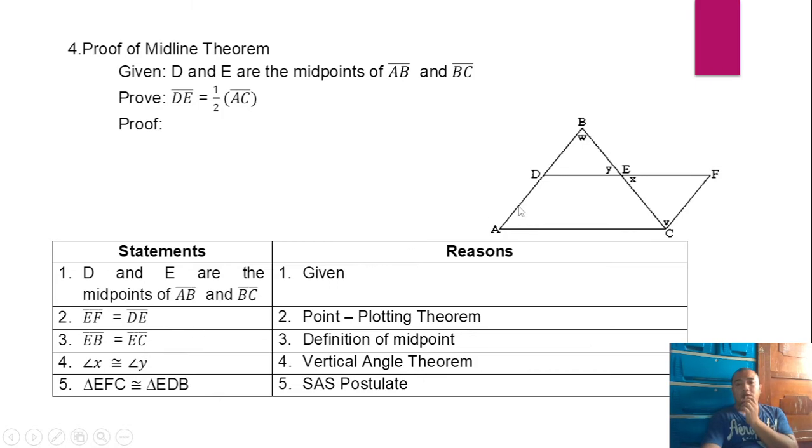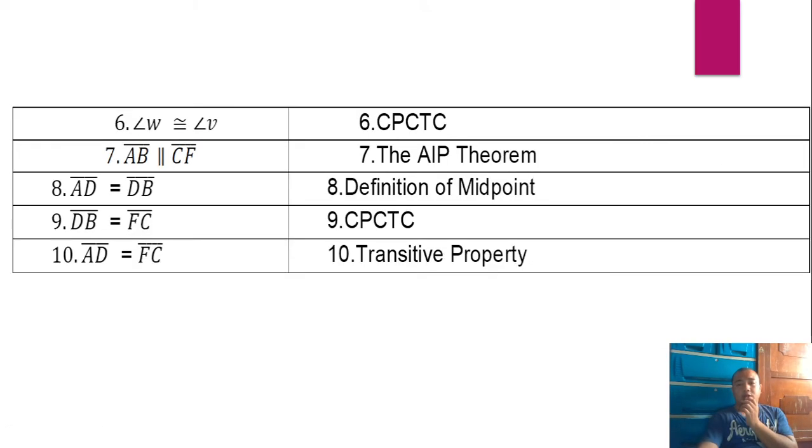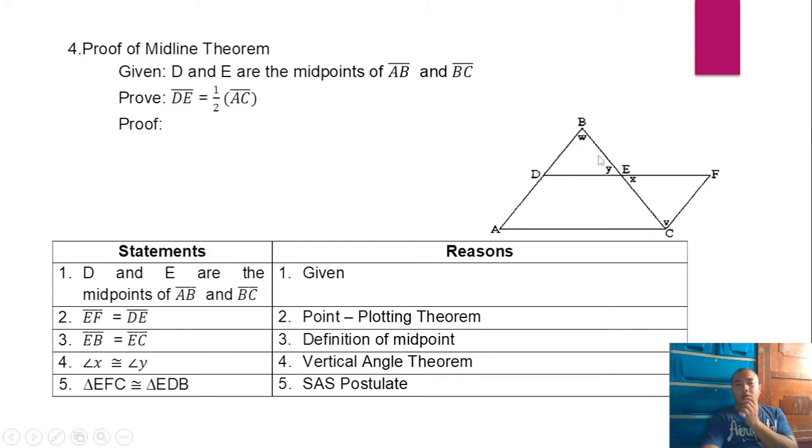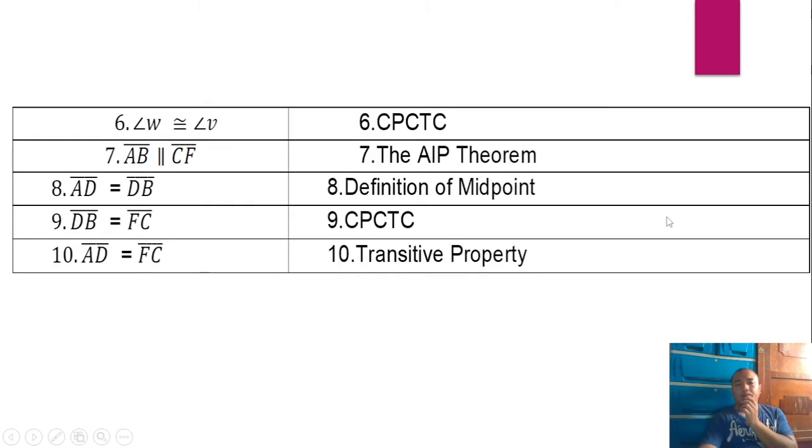Angle X here. Angle X is equal to angle Y. Vertical angle theorem. Yes. And geometry. Triangle EFC is congruent to triangle EDB. SAS postulate, side angle side postulate. And for number 6, angle W is congruent to angle V. Let's proceed. Angle W is congruent to angle V here. CPCTC. Corresponding parts of congruent triangles are congruent.